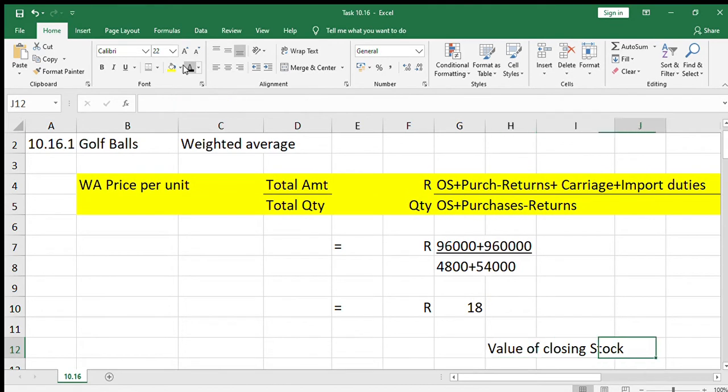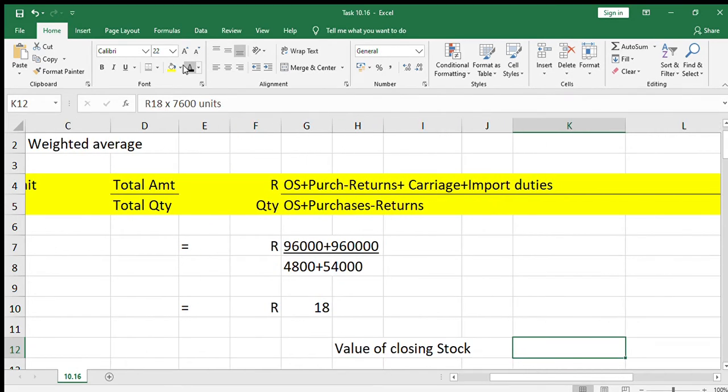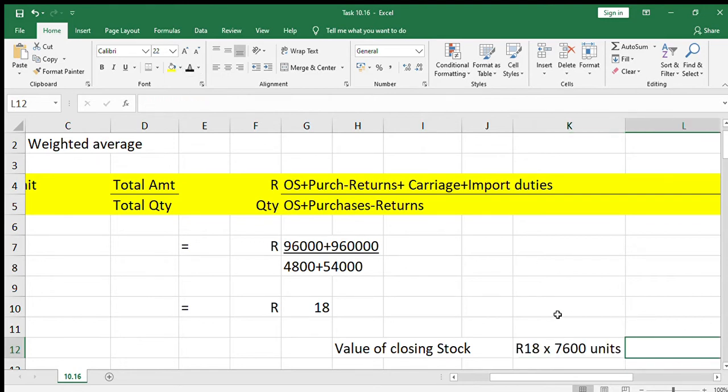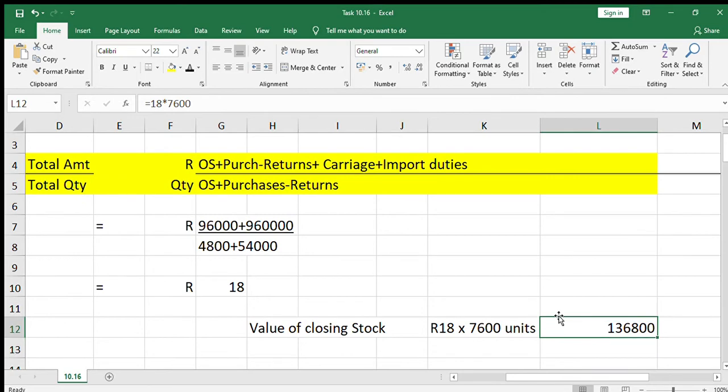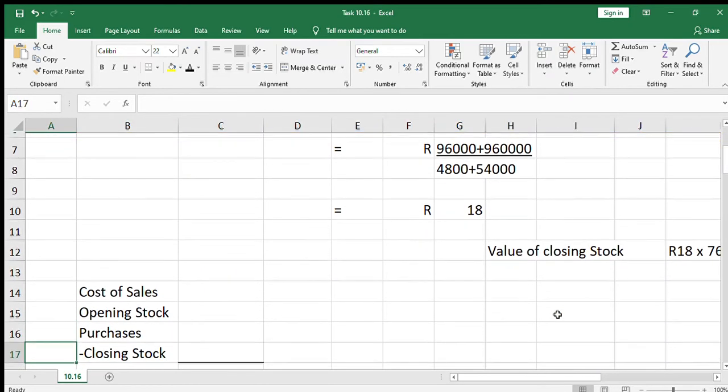Okay, so to calculate the value of closing stock, remember, look at your table. The quantity of closing stock of the golf balls is 7,600. Each one will be valued at the weighted average price per unit of 18 rand. So 18 times 7,600 will give us our answer, 136,800, which we will now use in our cost of sales calculation.